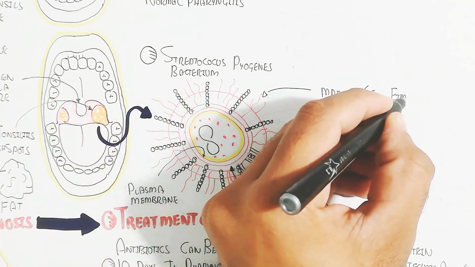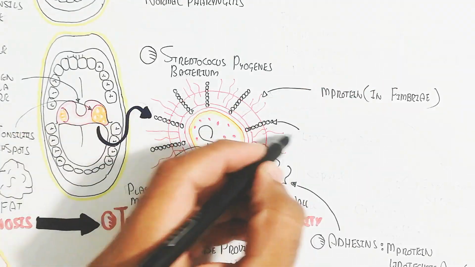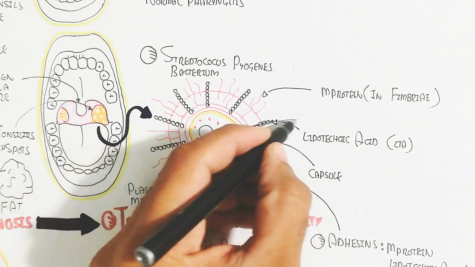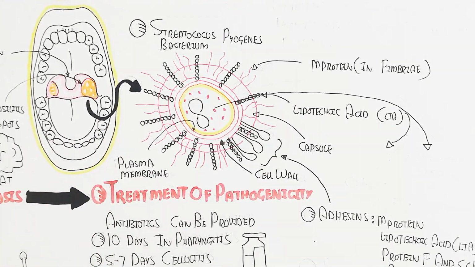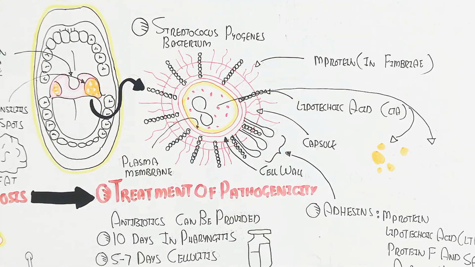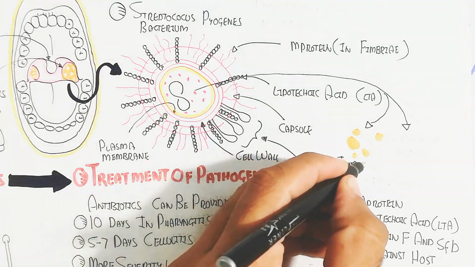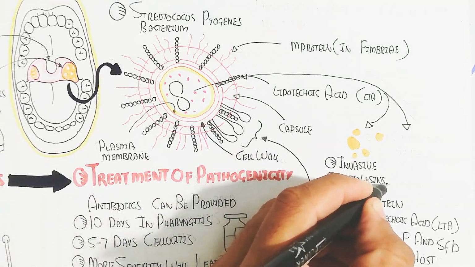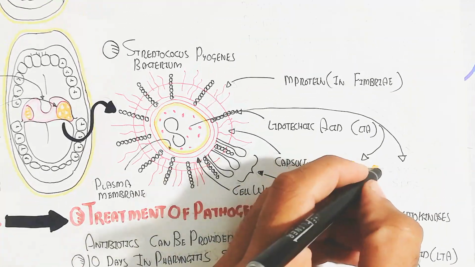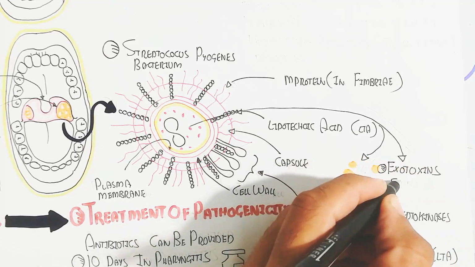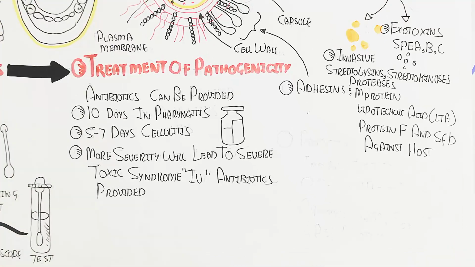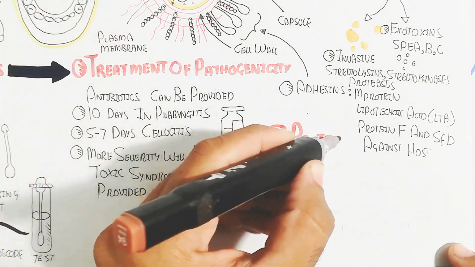SFB acts against the host. This is the lipoteichoic acid, LTA. And here you can see the exotoxins, SpeA, B, C, and the invasive streptolysins, kinases, sorry, and proteases, which will damage our body tissue and cause more inflammation.